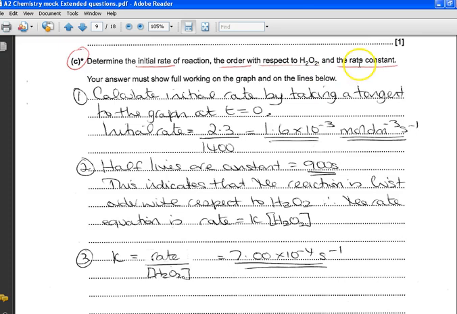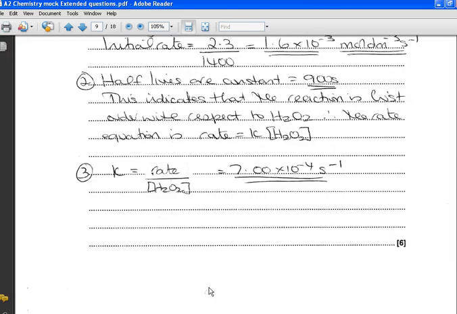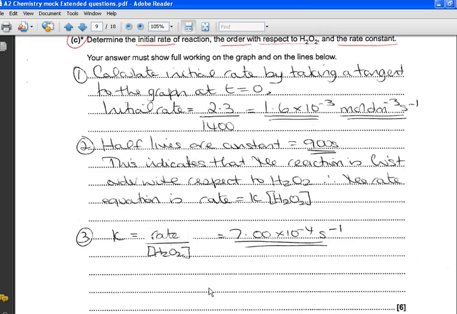And then the last part, you're asked to calculate the rate constant. So you've got the rate, which you've worked out, you've got your concentration of H2O2, and off you go. So if you want to get 6 marks, you just really need to be methodical and point to what you're doing, as I've done here.